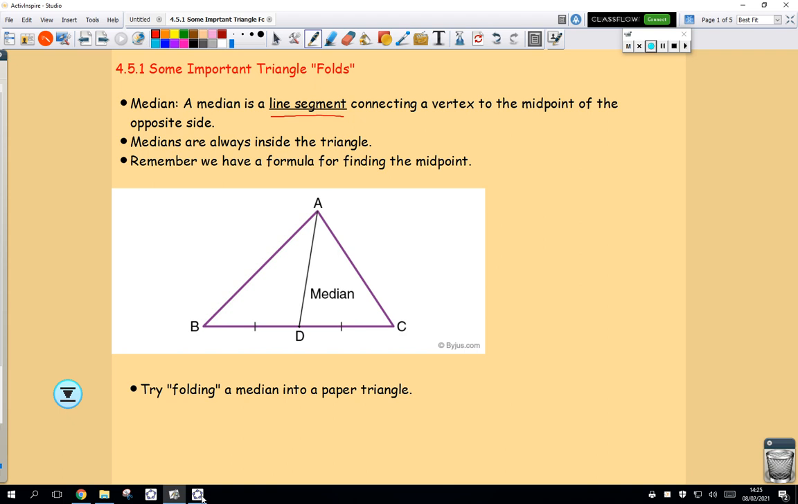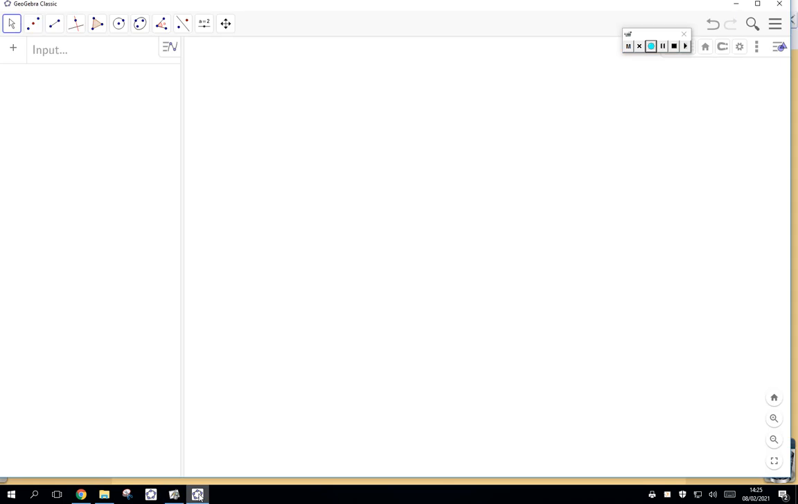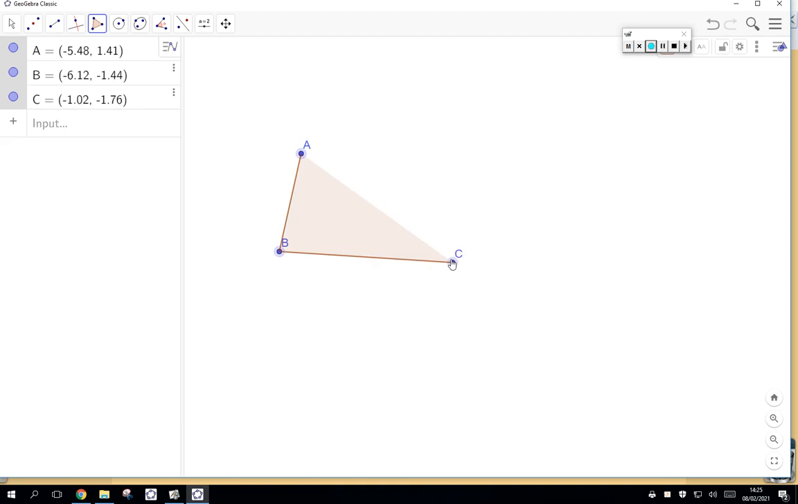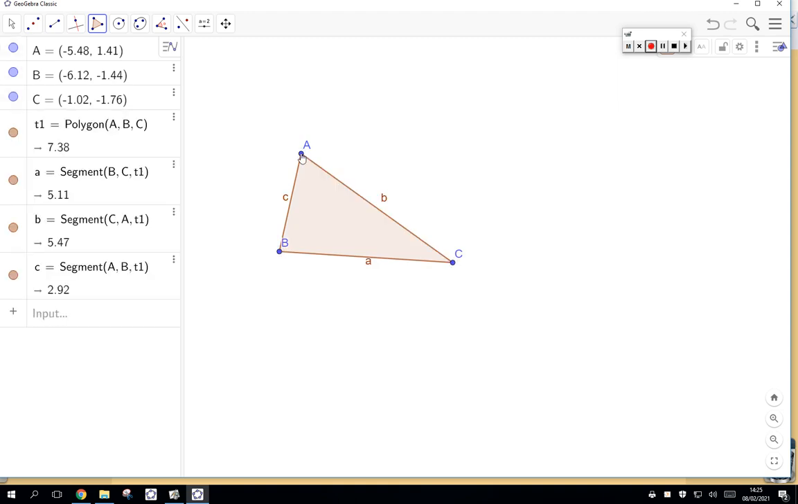We can draw a median. So let me go bring up our GeoGebra file here. I'm going to just put in any triangle. It doesn't really matter what shape I put it in as. And there we have a triangle ABC with sides named in the usual way, lowercase letters, each side named with the same letter as the angle opposite or the vertex opposite.